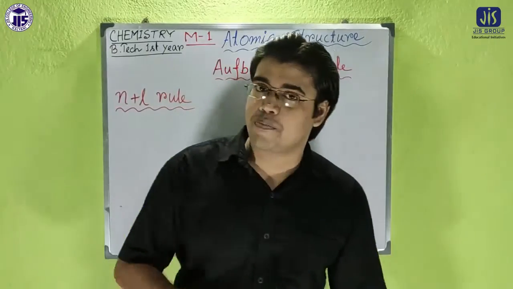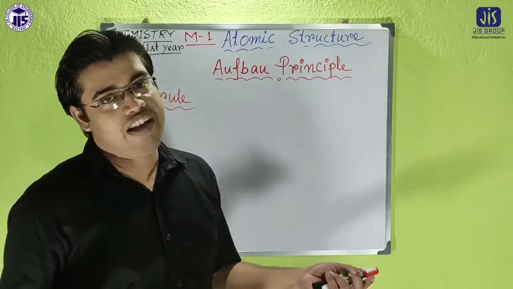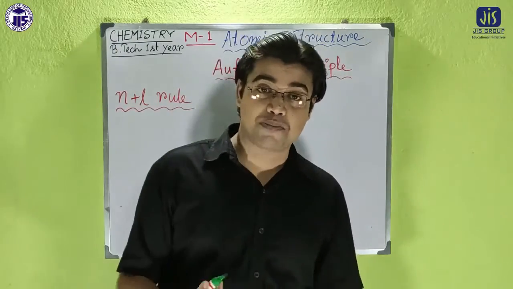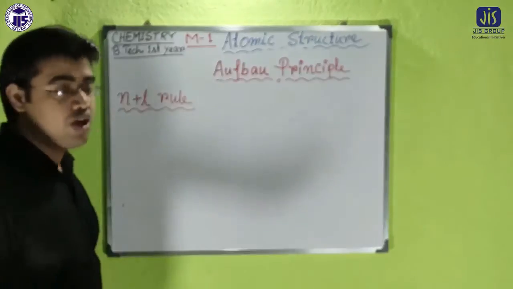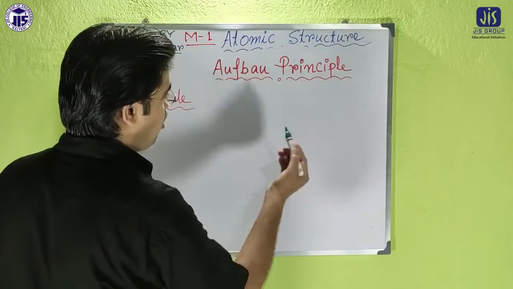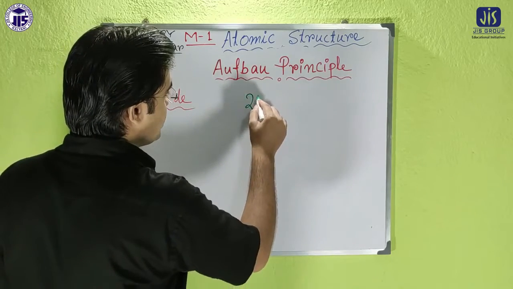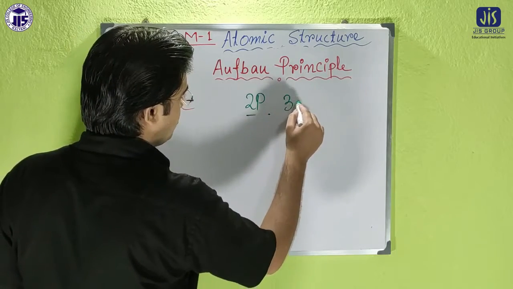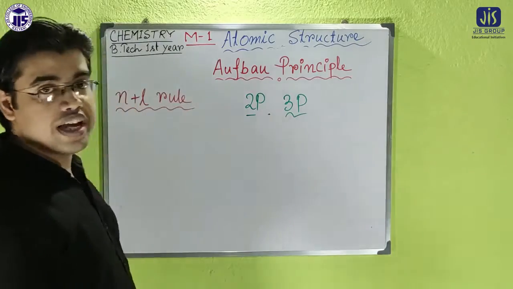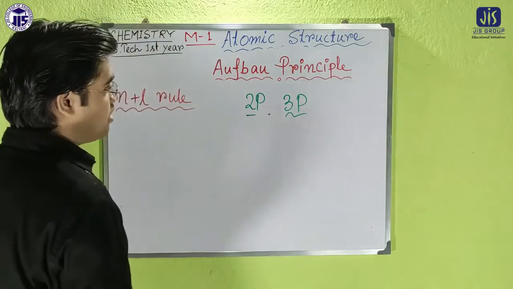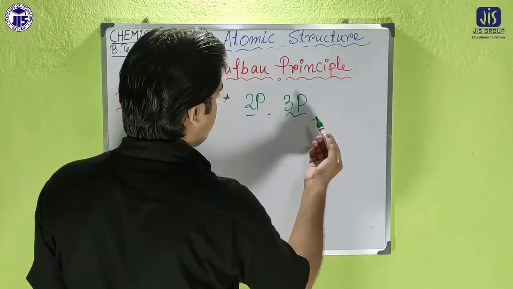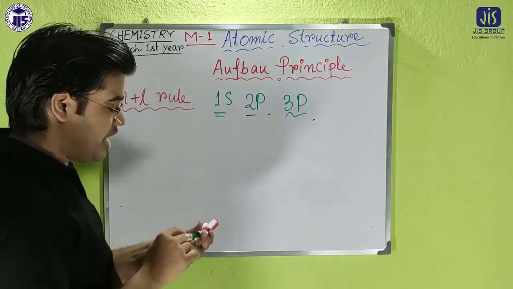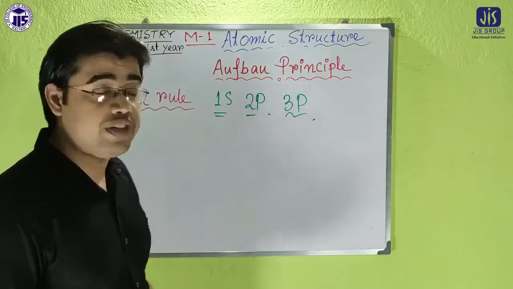I can give you another example where you can predict the electronic configuration, or how you can put electrons into the subshells one by one from the n plus L value. For example, take 2p and 3p. Or I can give you another example, 1s. Just calculate, in each and every case, what the value of n plus L will be.